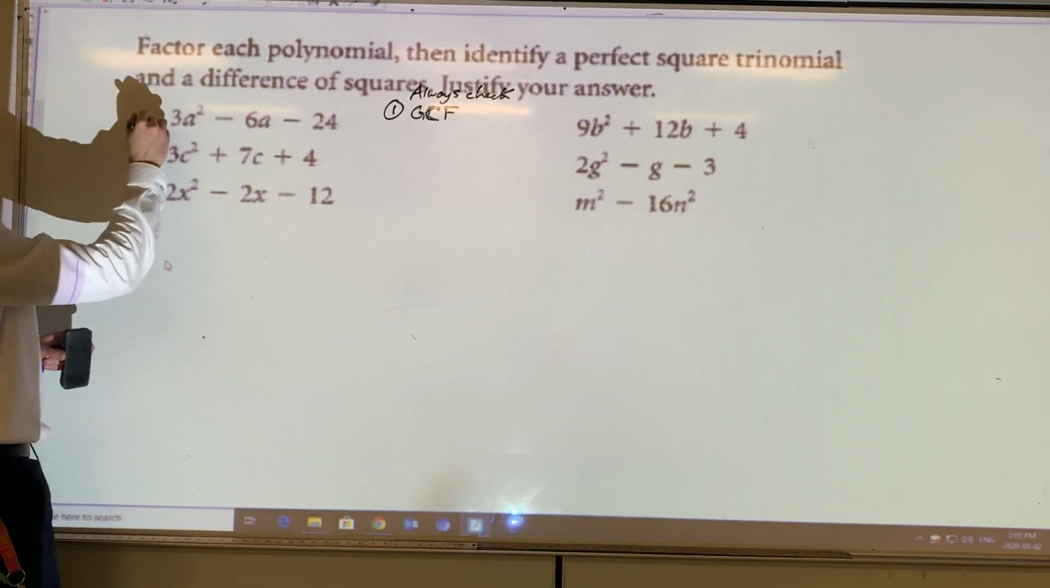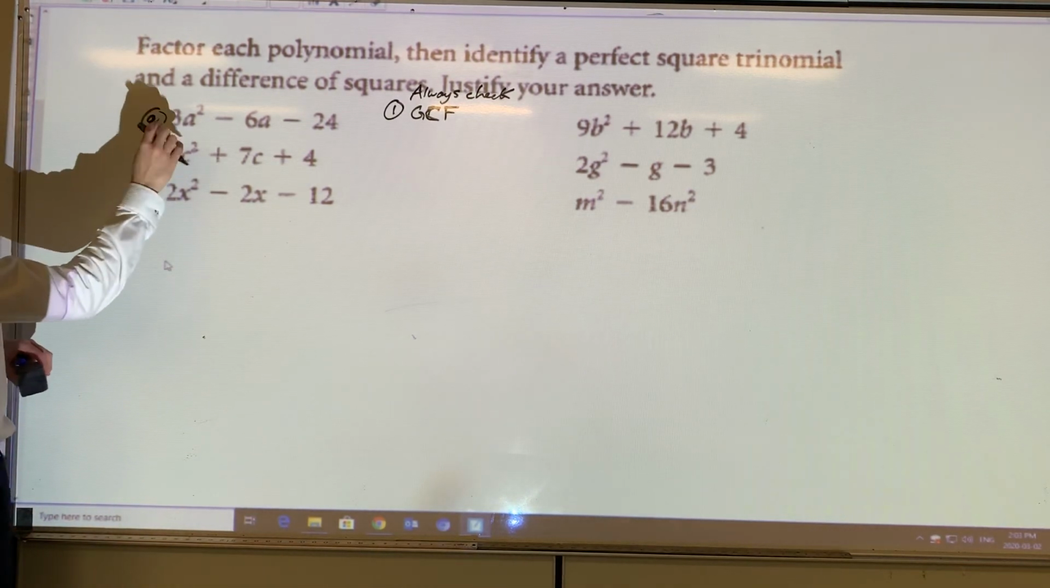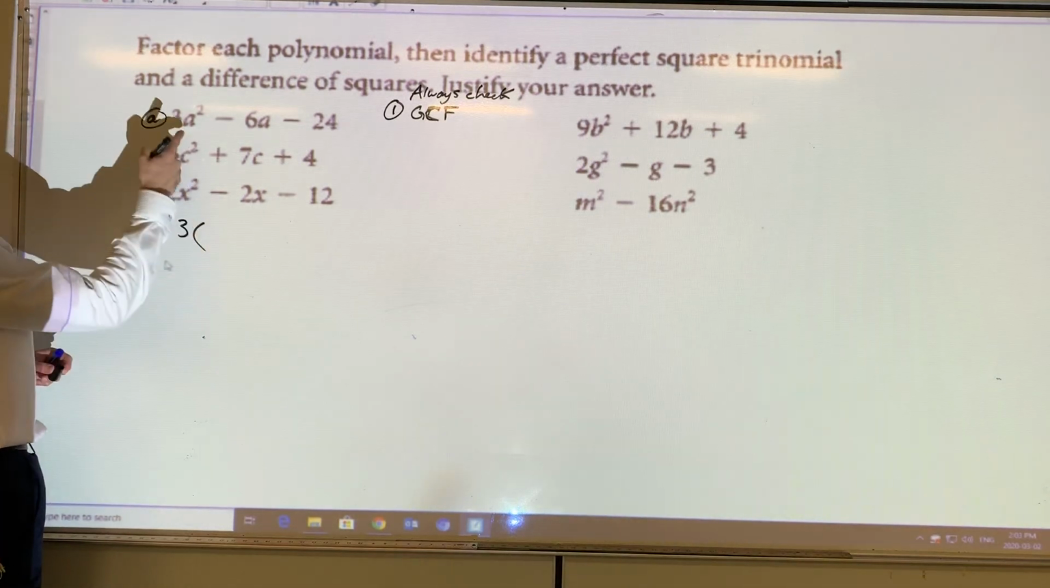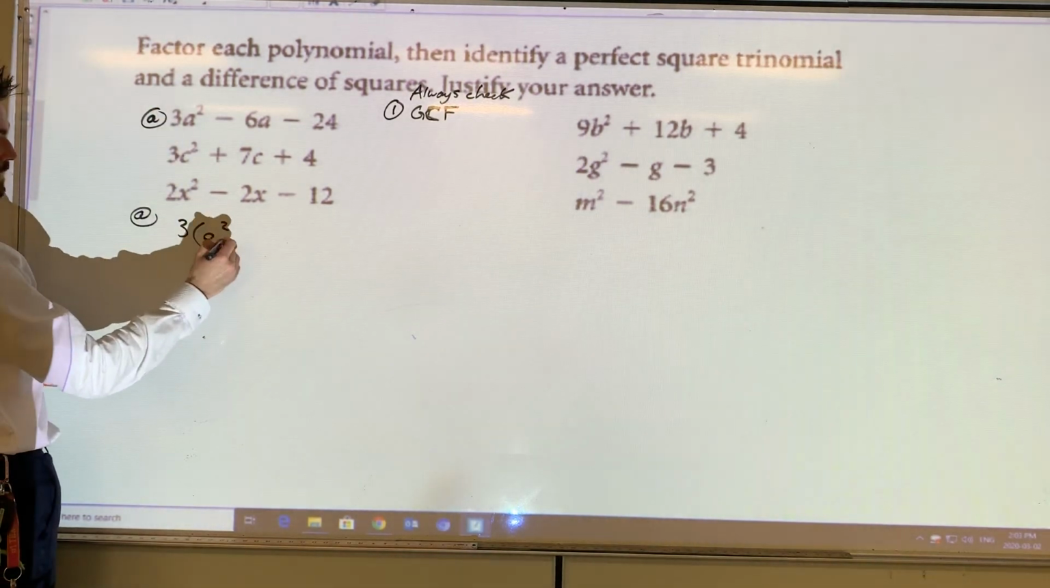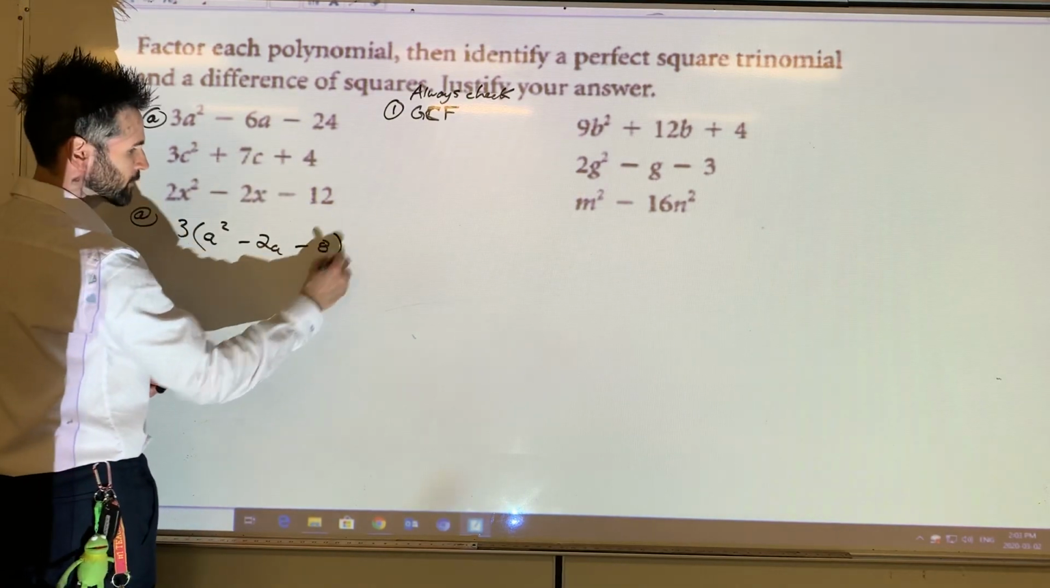So look at this one here, we'll just call it A. So if you look at A, well, 3, 6, 24, what do they have in common? 3, perfect. So you can pull out a 3, factor out a 3. So divide this by 3, you get a squared. Divide that by 3, you get negative 2. Divide that by 3, you get negative 8.